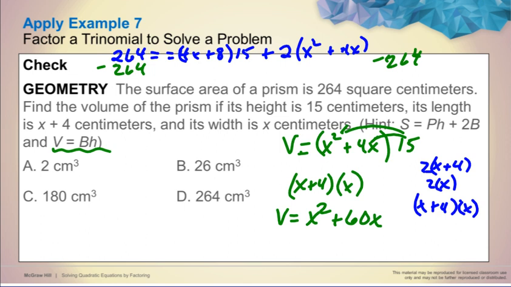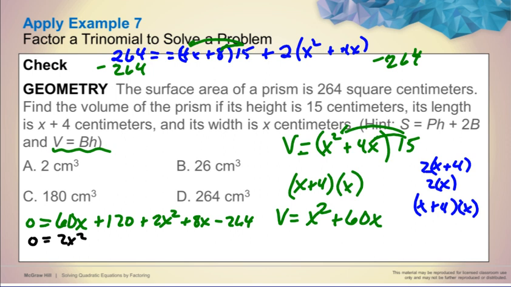So I'm going to do some simplifying here. If I distribute 15, right now I have 0 equaling 15 times 4 is 60, so I have 60x. And then 15 times 8 is 120, and then plus 2x squared plus 8x. And then I have a minus 264. So to simplify this and put it in standard form, I have 0 equaling 2x squared plus 68x minus 144. Because I took this 120 minus 264, it gives you a negative 144. And then I can factor out a 2, and that gives me x squared minus 34x minus 72.